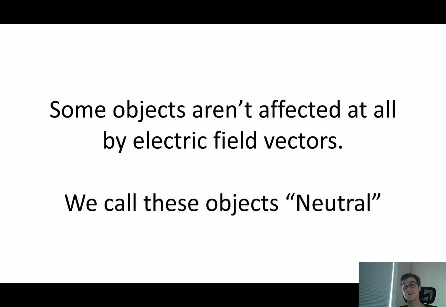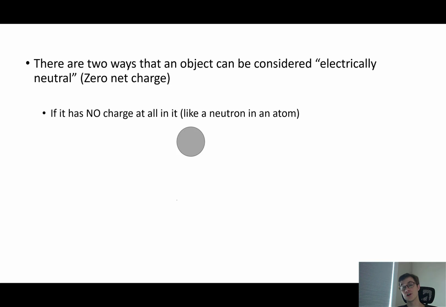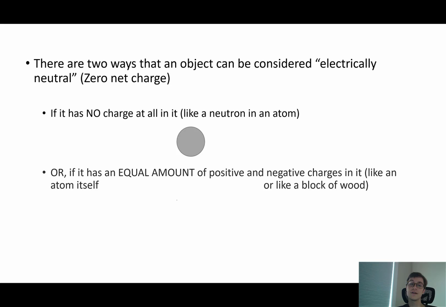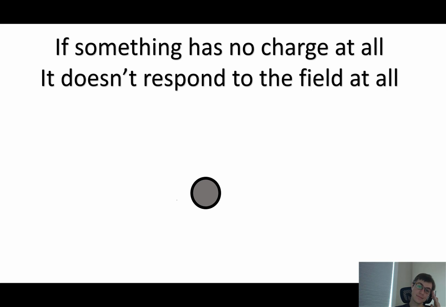So there's some objects that aren't affected at all by these electric field vectors, and we call these objects neutral. There are two different ways that you can be neutral. The easiest way is you can just have no charge at all, like a neutron in an atom, or you can have an equal amount of positive and negative charges sort of glued together in the same object, like an atom itself, or like a block of wood.